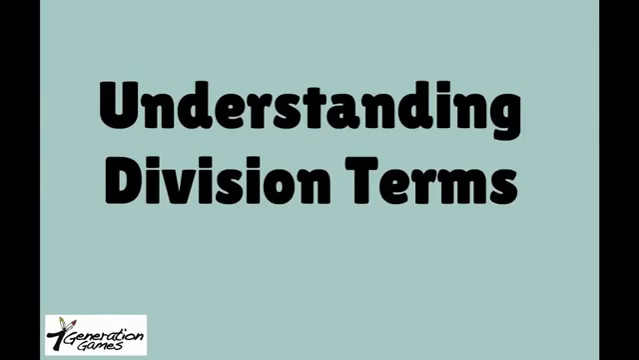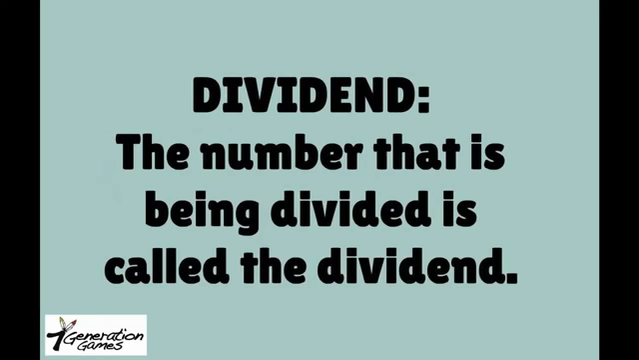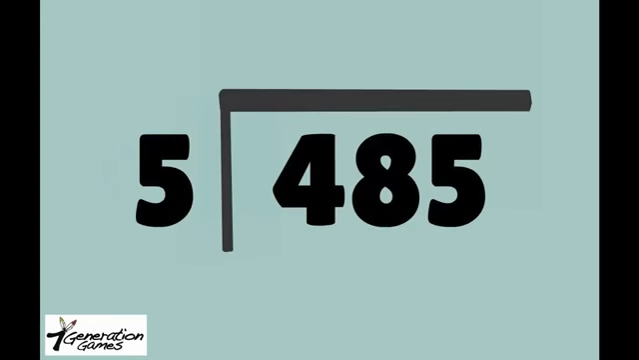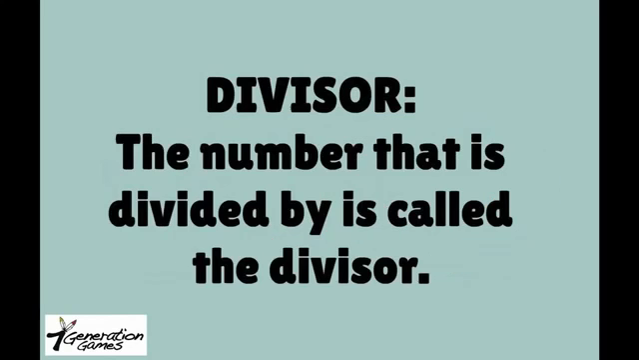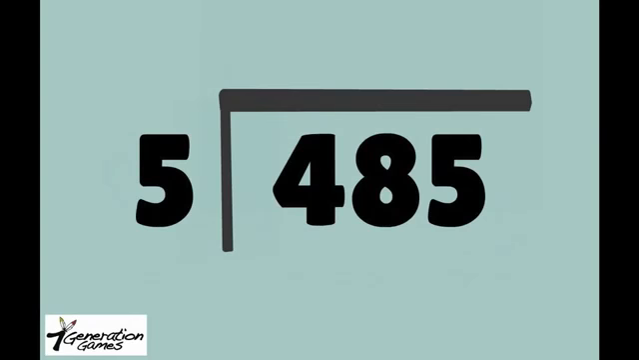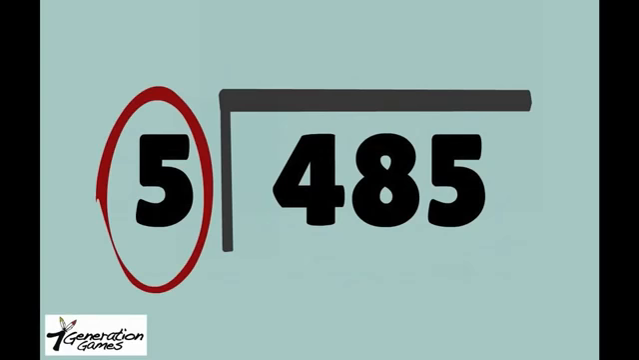Fortunately, we can avoid all of these problems by remembering some basic division terms. Dividend. The number that is being divided is called the dividend. In this problem, 485 is being divided by 5. So 485 is the dividend. Divisor. The number you are dividing by is called the divisor. Look at that last problem. You're looking for how many times 5 can be divided into 485. So 5 is the divisor.